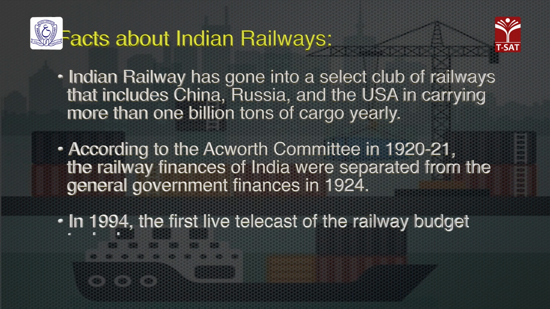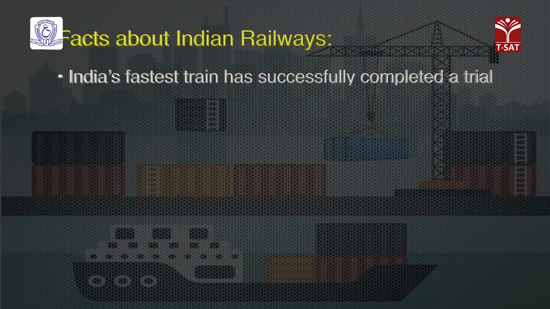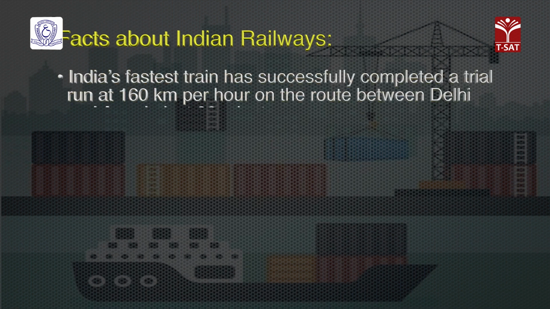In 1994, the first live telecast of the railway budget took place. Recently, the railway and general budget have merged. India's fastest train has successfully completed a trial run at 160 km per hour on the route between Delhi and Agra in just 90 minutes.